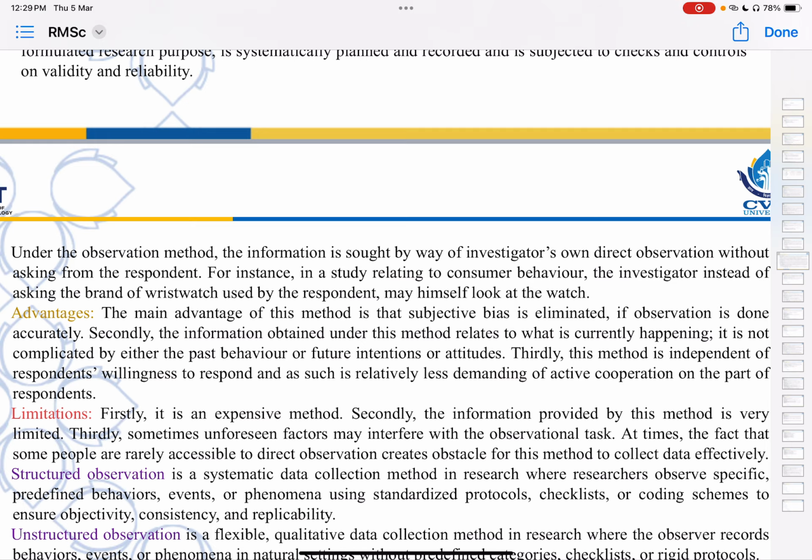Under the observation method, the information is sought by way of the investigator's direct observation, without asking the respondent. For instance, in a study relating to consumer behavior, the investigator, instead of asking the brand of wristwatch used by the respondent, may himself look at the watch. So rather than asking which brand of wristwatch you are wearing, it is better to just have a look at the wrist and see which brand of watch is there.